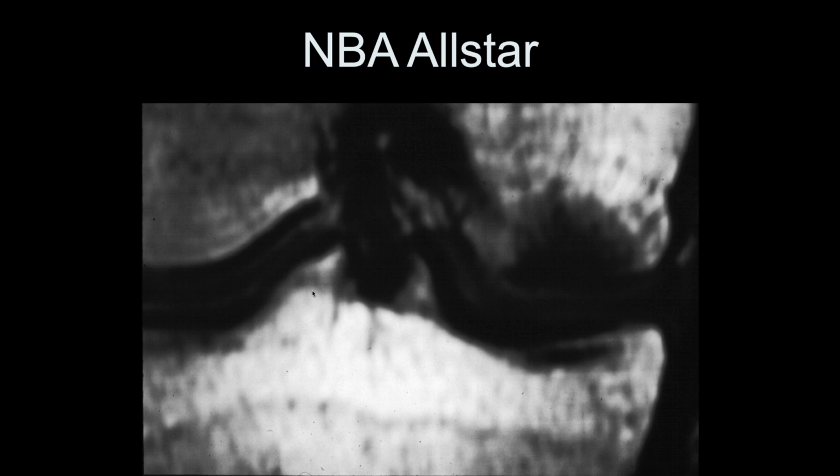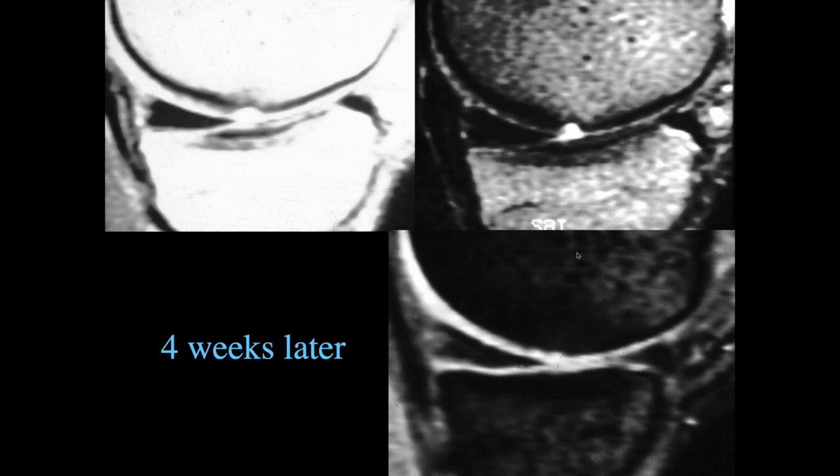He was kneed while going up for a layup at an NBA game and came down on it awkwardly. I don't have any other sequences at this time. What they showed, we didn't see any articular cartilage or meniscal abnormalities at this particular time, just this area of bone abnormality. This was before we had fat suppressed images, so we just had the T1 and a T2. And you can see a little bit of increased signal intensity on the T2. And then here he came back 4 weeks later. He was still symptomatic. What do you think?